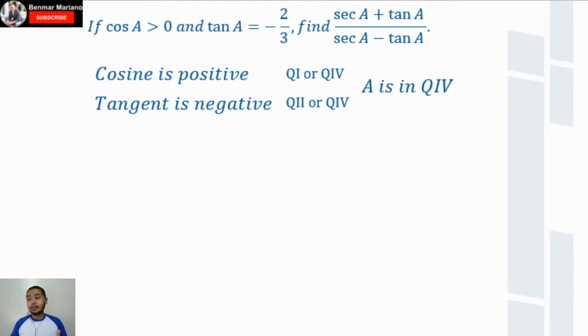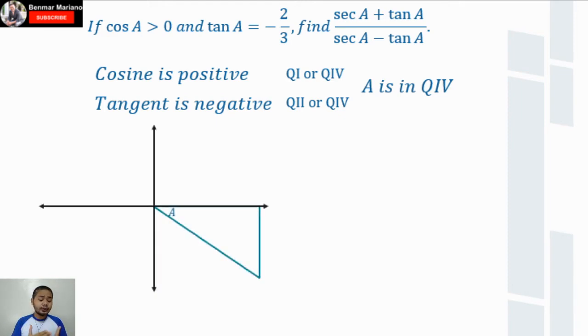What are we going to do next here? So, what we're going to do here is to draw that triangle on our Cartesian plane. And that triangle must be located in quadrant 4. Now, focus on this given, tangent A is equal to negative 2/3. So, it means that this would be the opposite and this would be the adjacent. So, opposite of A, this part, this would become 2. And its adjacent would become 3.